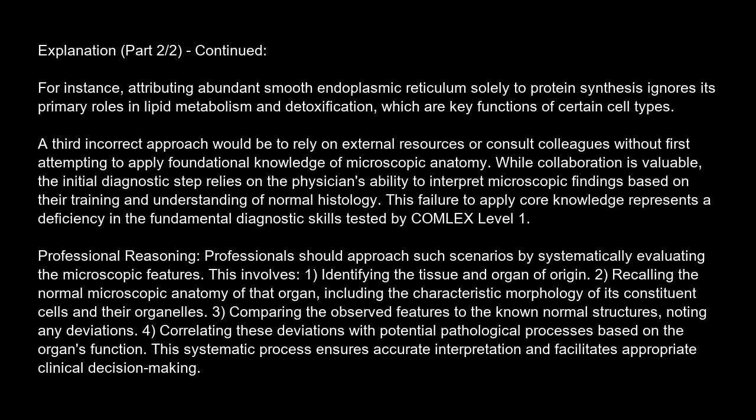Professional reasoning. Professionals should approach such scenarios by systematically evaluating the microscopic features. This involves: 1. Identifying the tissue and organ of origin. 2. Recalling the normal microscopic anatomy of that organ, including the characteristic morphology of its constituent cells and their organelles. 3. Comparing the observed features to the known normal structures, noting any deviations. 4. Correlating these deviations with potential pathological processes based on the organ's function. This systematic process ensures accurate interpretation and facilitates appropriate clinical decision-making.